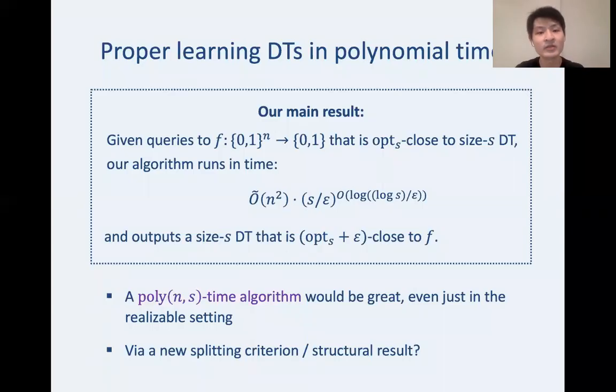So to recap, our main result is a proper learning algorithm for decision trees that runs in time polynomial in n and almost polynomial in s. And one immediate open question is to improve this runtime to fully polynomial. And it seems a challenging problem even for the realizable setting where the function is a decision tree. And one possible avenue towards such a result would be finding some more sophisticated splitting criterion beyond the notion of influence. And we can imagine there could be some structural results similar to our pruning procedure that could further reduce the search space of decision trees and facilitate this polynomial runtime.